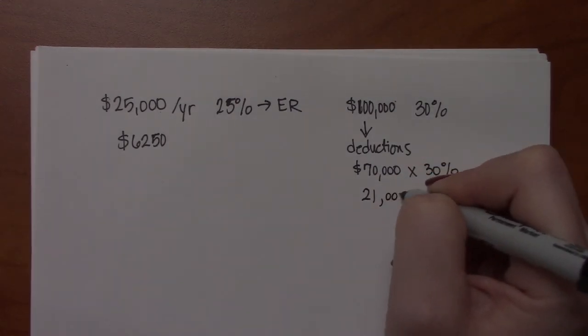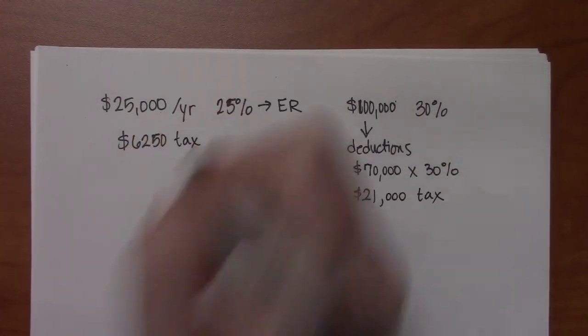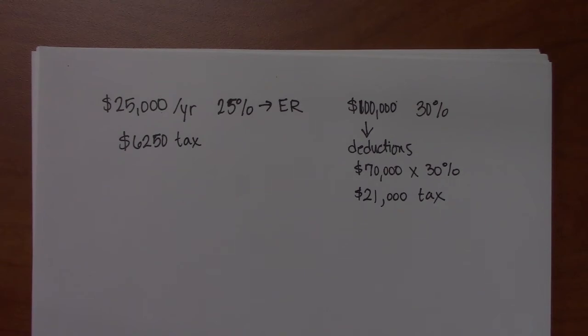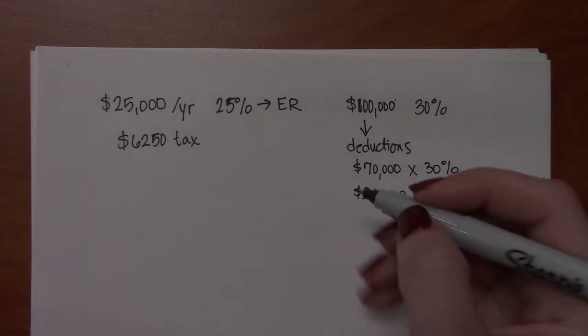And so you pay $21,000 in taxes. It's a lot, but let's just say that's what happens. So your effective rate is not 30%, because 30% of the $100,000 would have been $30,000. You paid $9,000 less in taxes because of your deductions than you should have paid under the bracket you were in. So to get your effective rate, there's two ways you can do this.